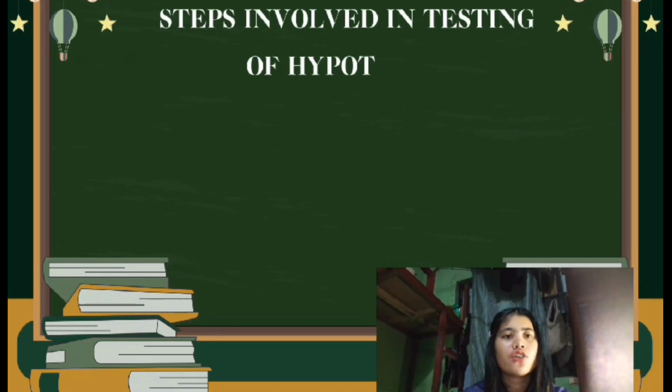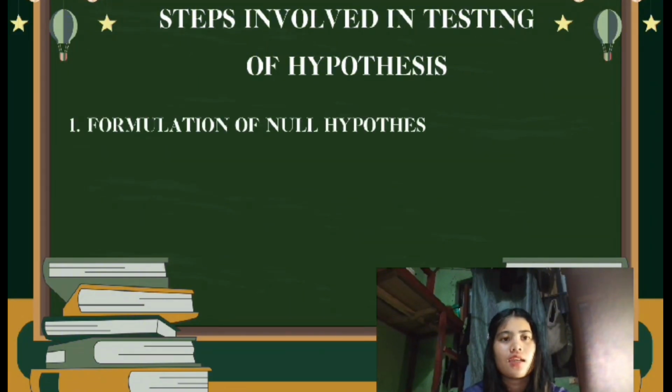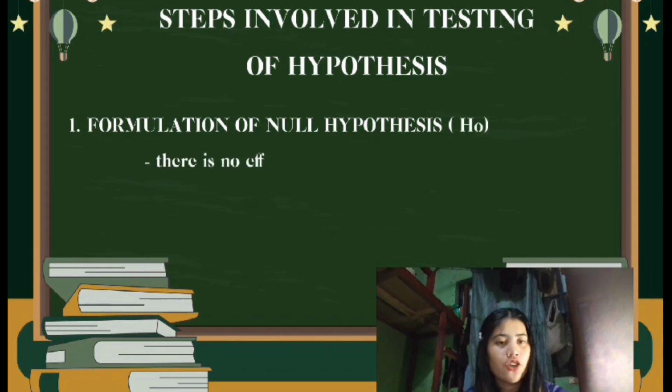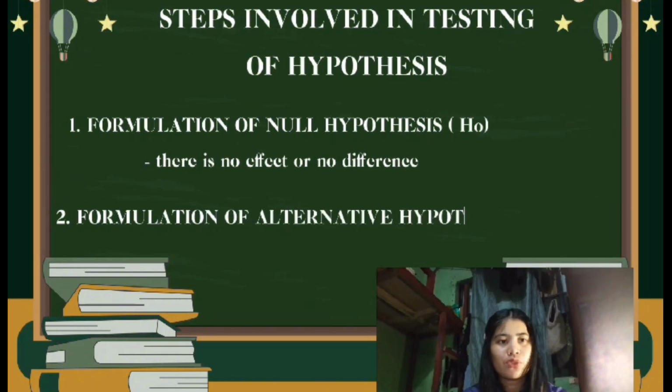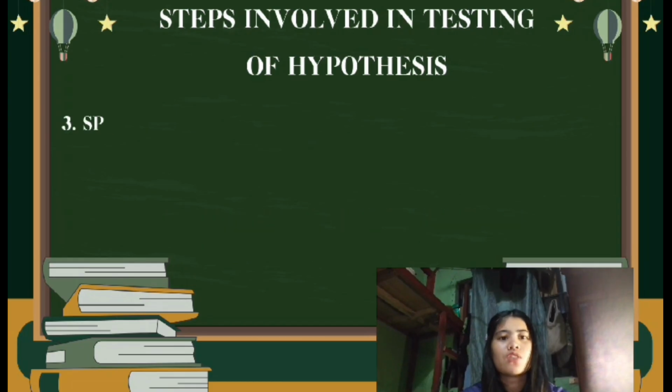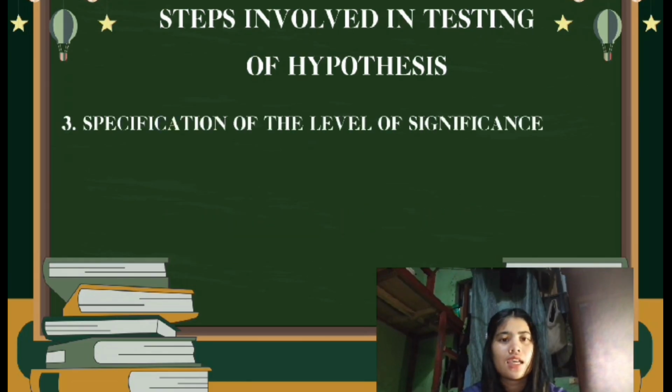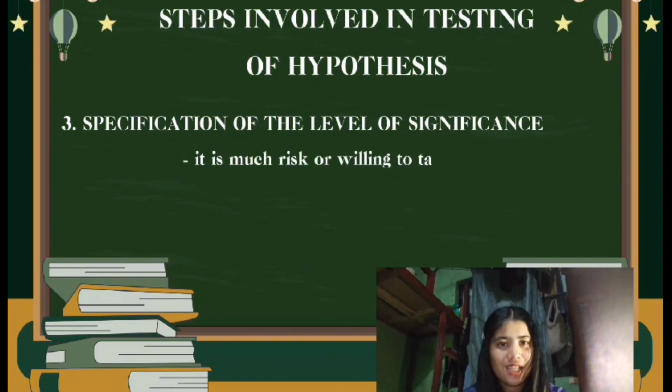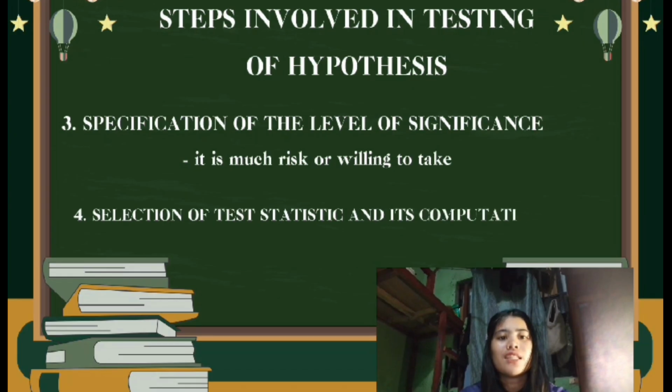Hi everybody, it's me Merger Batado. Today I'll be discussing the steps involved in testing of hypothesis. Number 1 is formulation of the null hypothesis, meaning there is no effect or no difference. Number 2 is formulation of the alternative hypothesis, meaning there is an effect or difference. Number 3 is the specification of the level of significance, the risk one is willing to take. Number 4 is selection of the test statistic and its computation, meaning we choose a formula or a test.